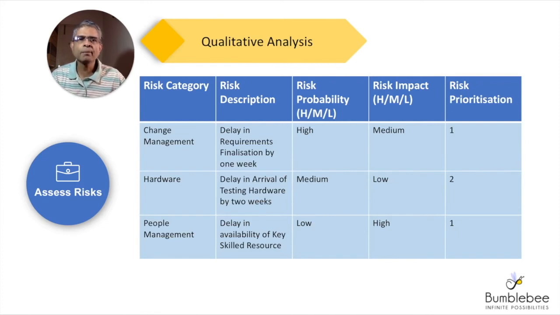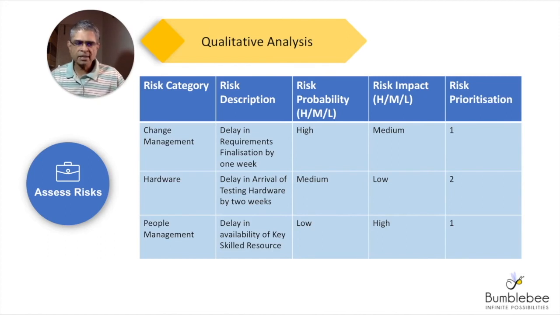So in this example, we have categorized the first item and the last item as top priority items, whereas the second item dealing with the hardware is slightly lesser in priority, considering the combination of the risk probability and the risk impact. So this is a judgmental exercise where you give qualitative attributes to each of these and you prioritize and deal with the risks accordingly.